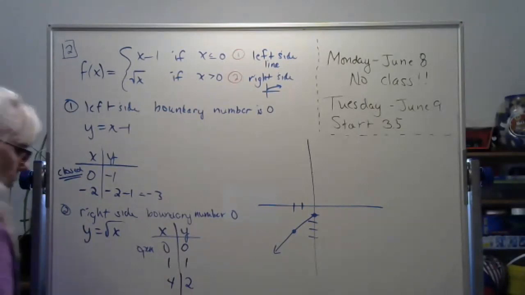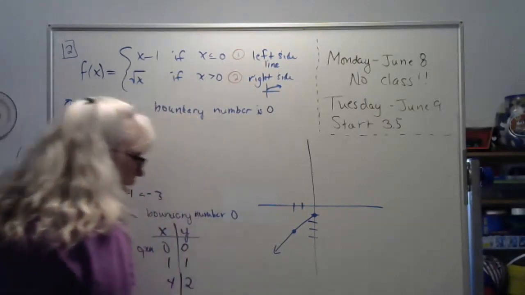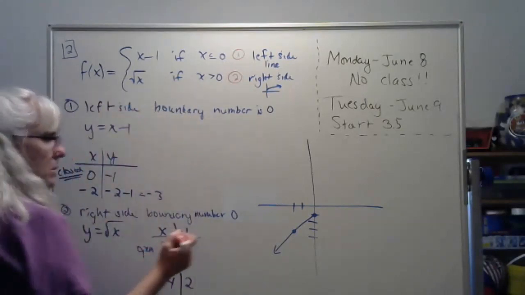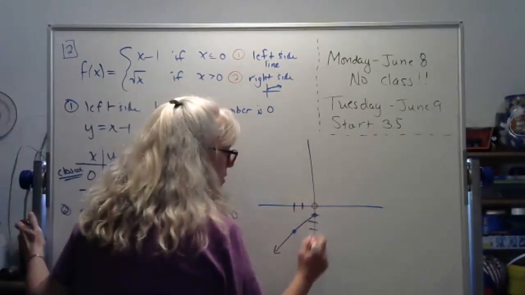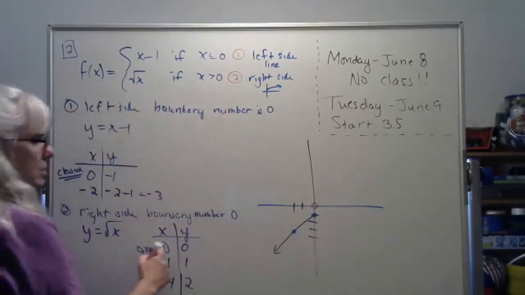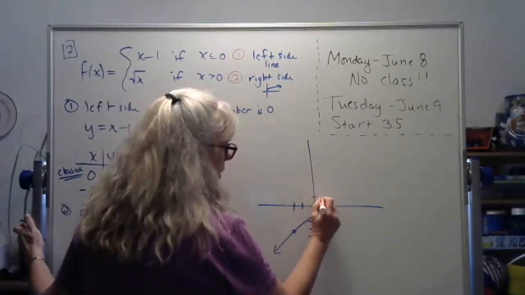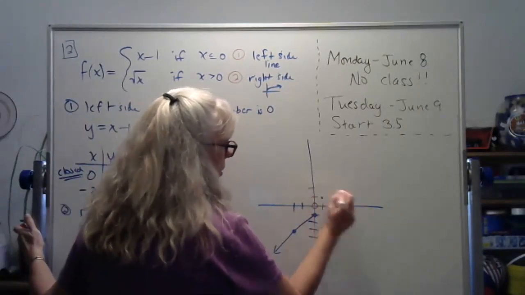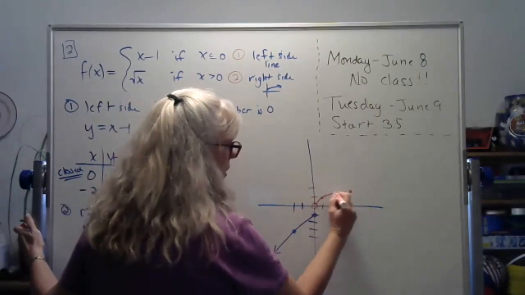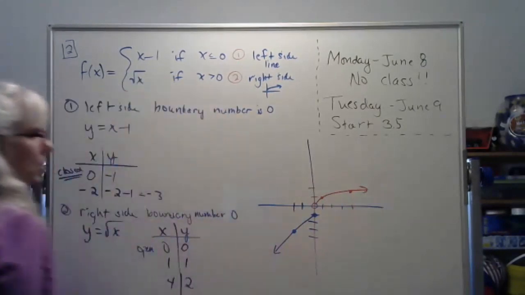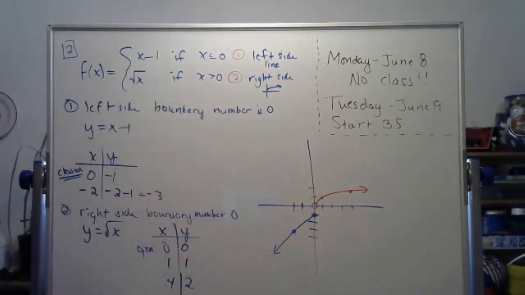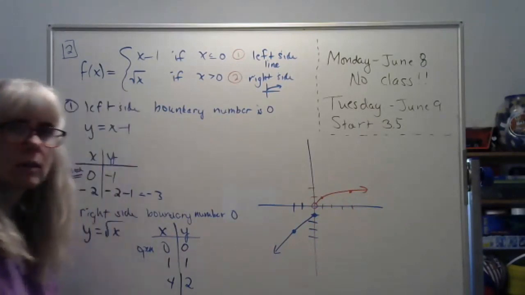So now I'm going to go graph those. I'm actually going to use a different color just so we can see the difference between the pieces. So I've got an open circle sitting there from this 0, 0. And I'm going to have a point at 1, 1, and then another point out there at 4, 2. And sure enough, we get our half a parabola. So there's our picture.